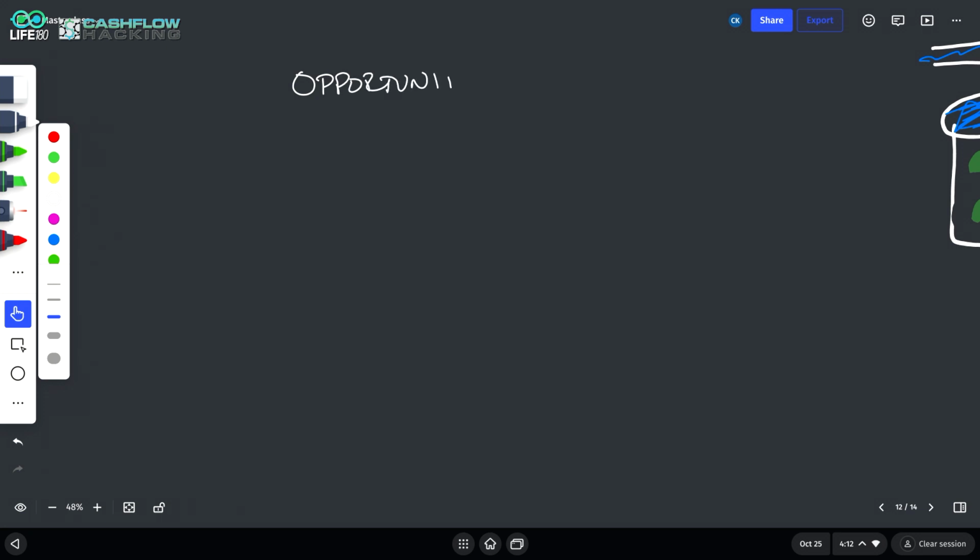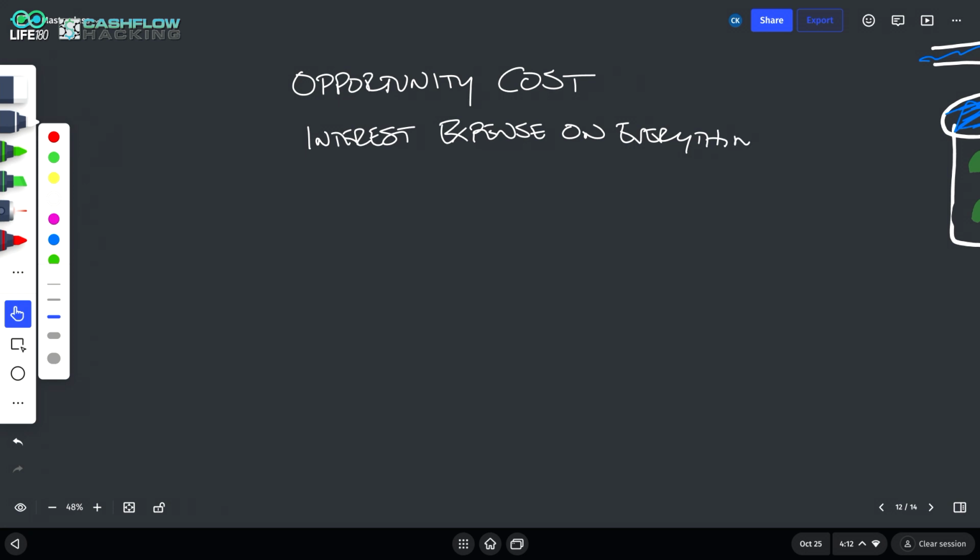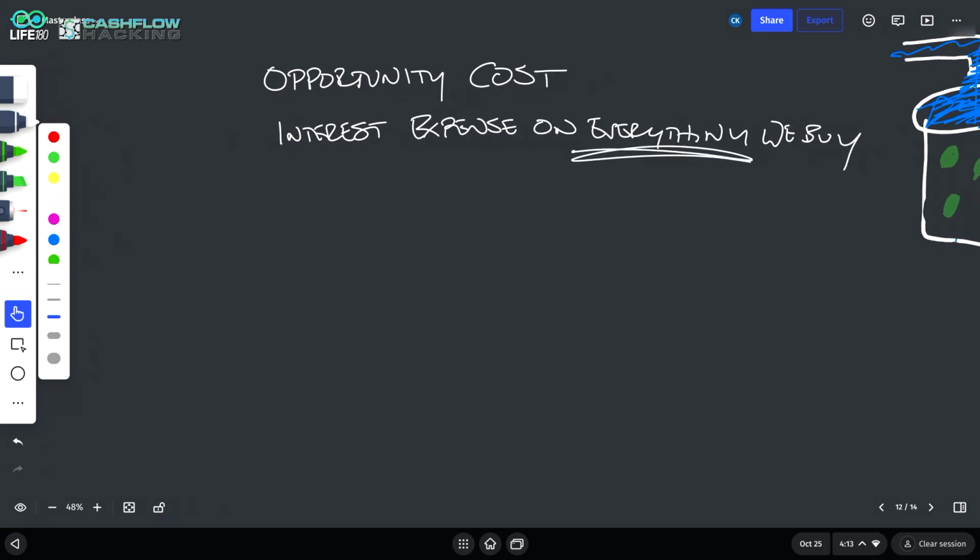Opportunity cost is simply saying we are spending interest. There's an interest expense on everything we buy. Okay? That's the idea. Everything that we buy, there's an interest expense on everything we buy. That is the idea of opportunity cost.